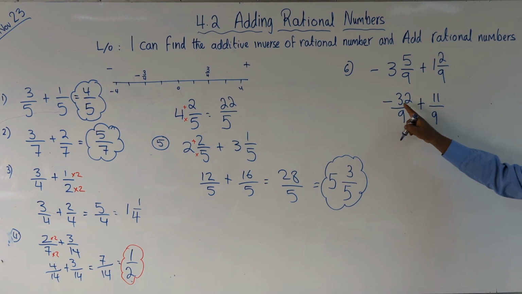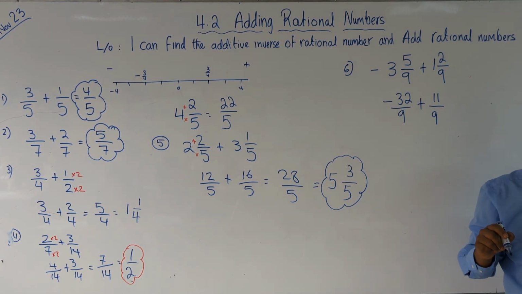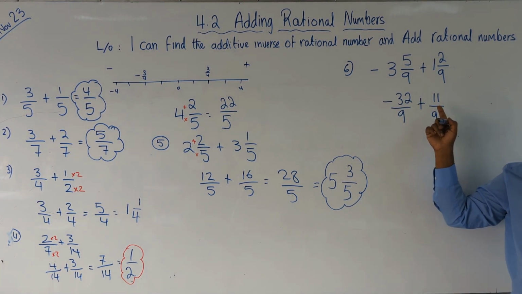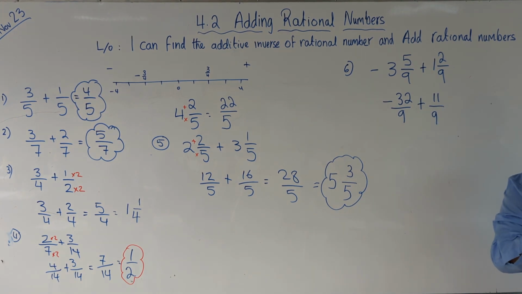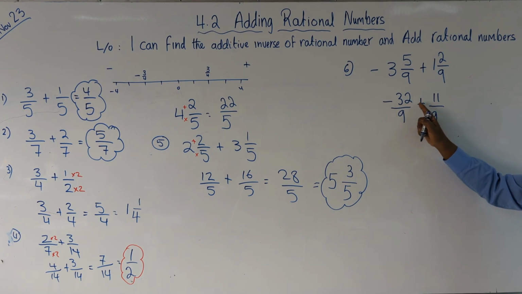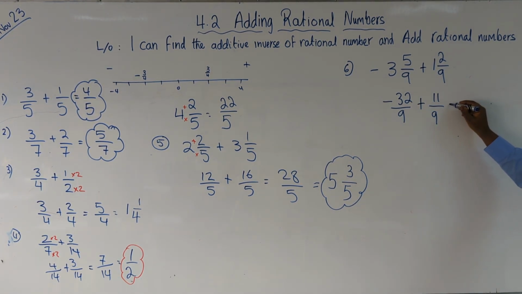Now we have two numbers. The denominator is the same, so we are allowed to work this out. Remember adding and taking away integers. If we add two numbers and the bigger number is negative, 32 take away 11 is 21, negative 21. So we have negative 21 over 9. Are you with me, girls? But this is an improper fraction.